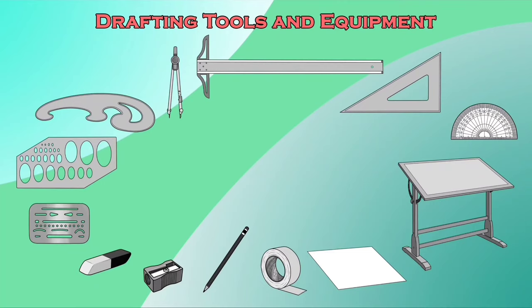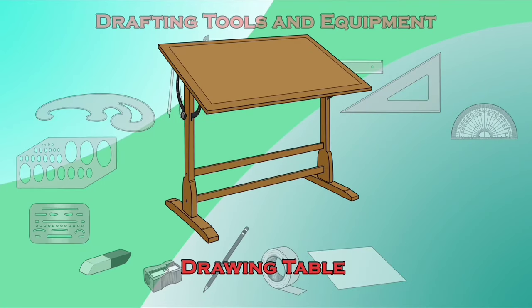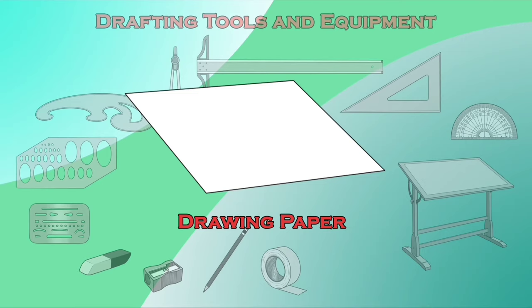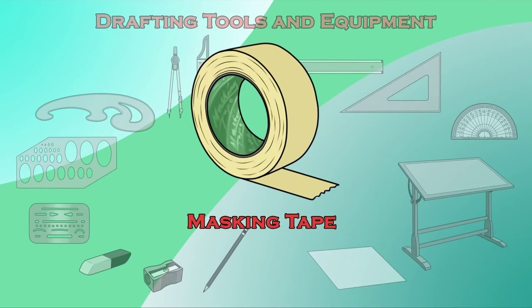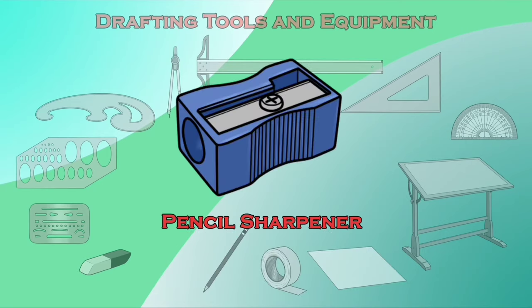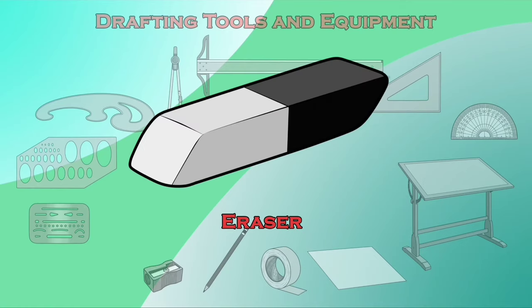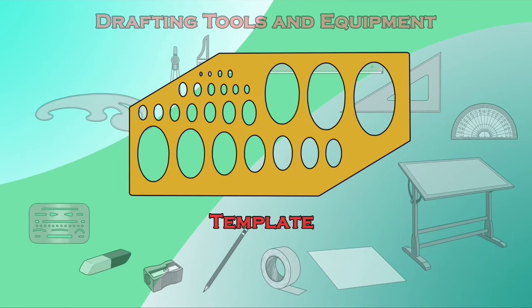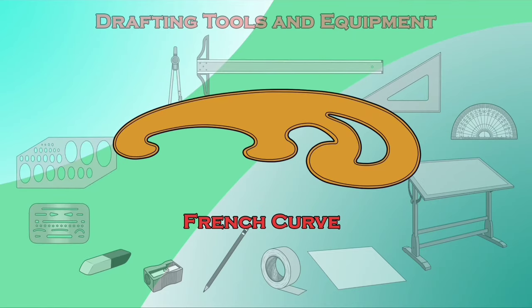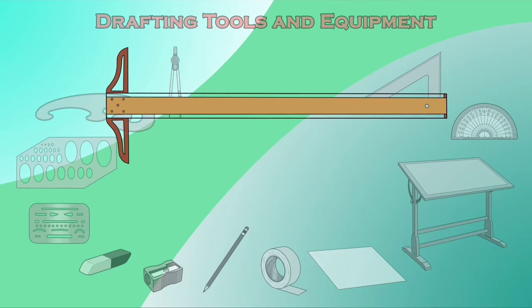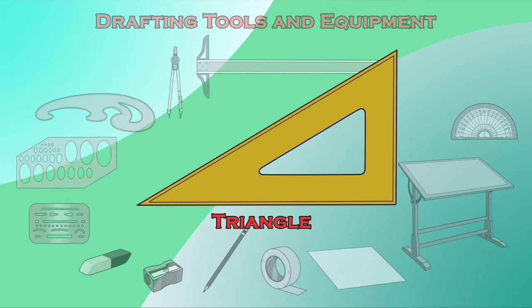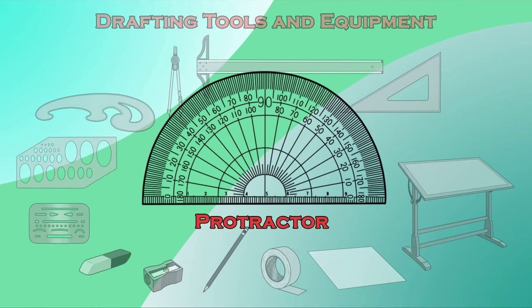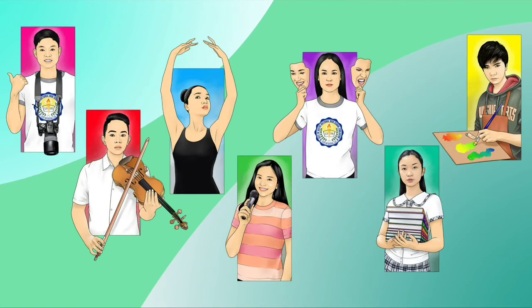Drafting tools and equipment. Drawing table, drawing paper, masking tape, pencil, pencil sharpener, razor, erasing shield, template, French curve, compass, T-square, triangle, protractor. People have unique talents. Likewise, the use of tools and equipment.